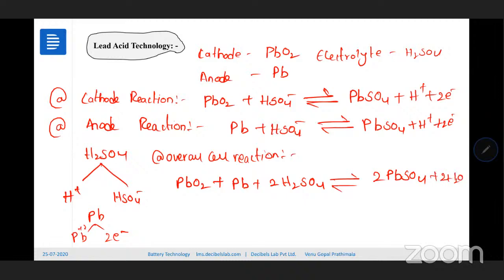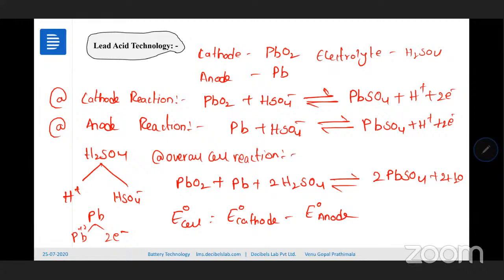Okay, so this is the finalized equation of the overall cell reaction. After writing the overall cell reaction, the first thing we are going to calculate is the cell voltage. For the cell voltage calculation, we know the formula: E naught cell equals E naught cathode minus E naught anode.